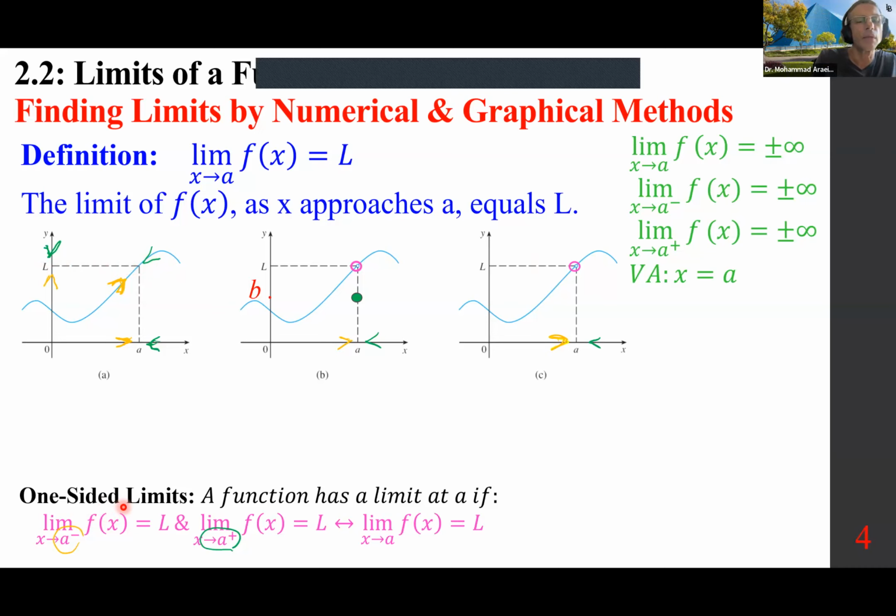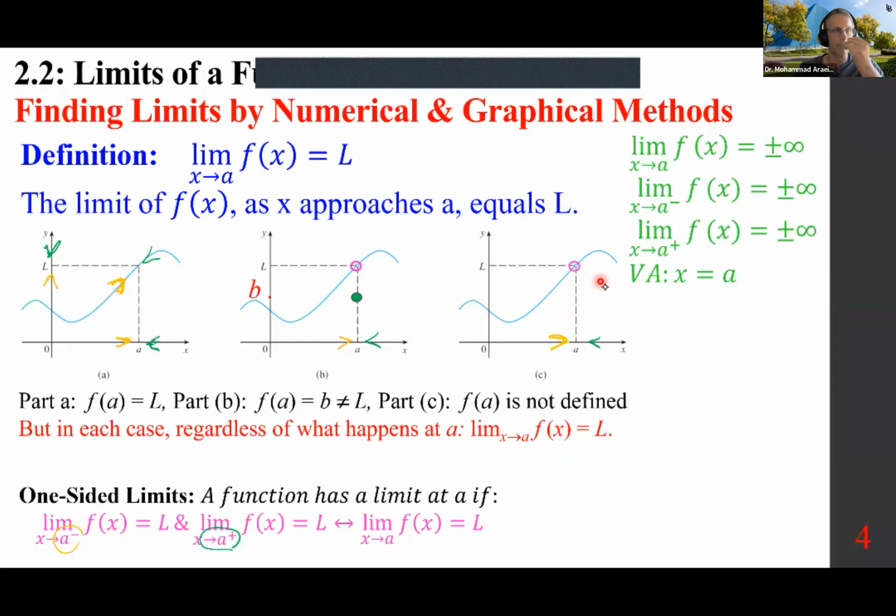What's the difference? In this one, f of a is also L, which means it's continuous at A. But in this case, f of a is the y coordinate of this solid point, which is B. We have a hole here, which makes it discontinuous at A. In this case, I don't see any solid point. Therefore, f of A is undefined. And if we can see the differences among those, we are in good shape.